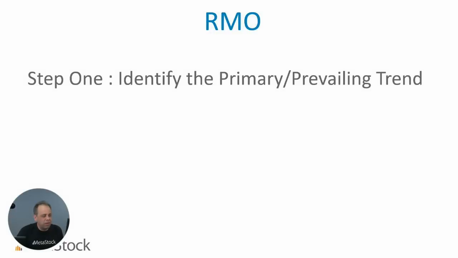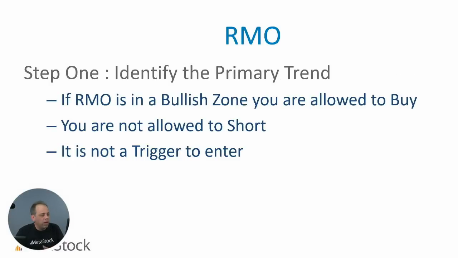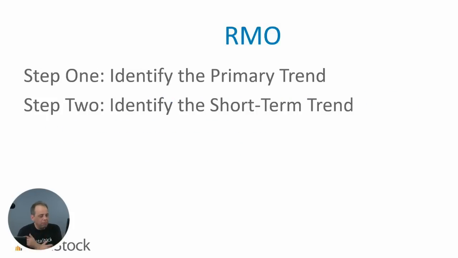It's 3 steps. Identify the primary prevailing trend. If it's in a bullish zone, you're allowed to buy. If it's in a bearish zone, you're allowed to short. You're not allowed to go against the primary trend. We want to leave it as our friend, and it's not a trigger to enter. Step 2, identify the short-term trend.